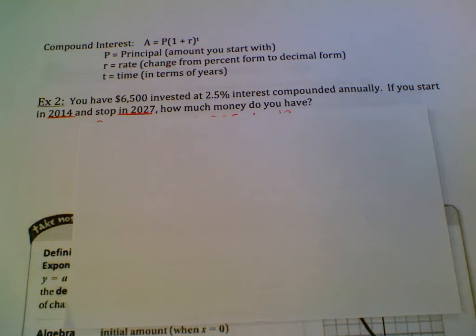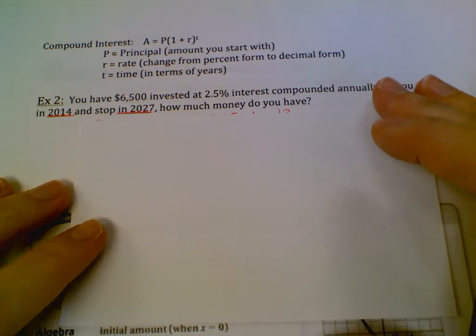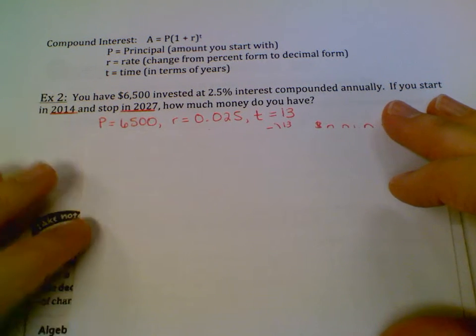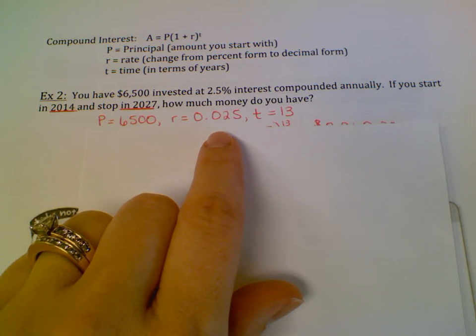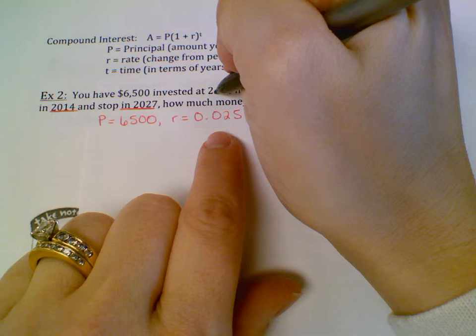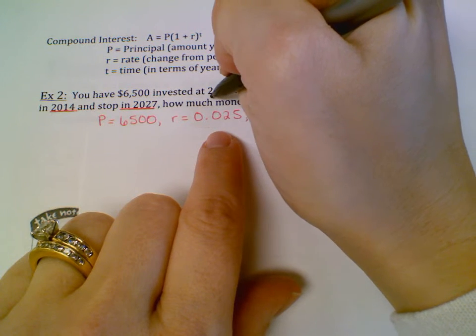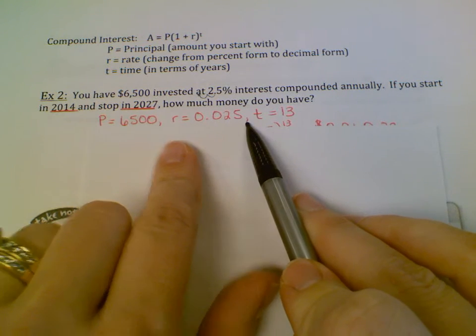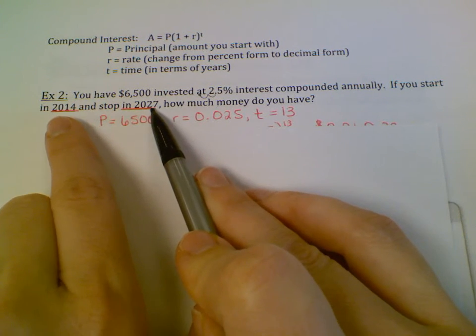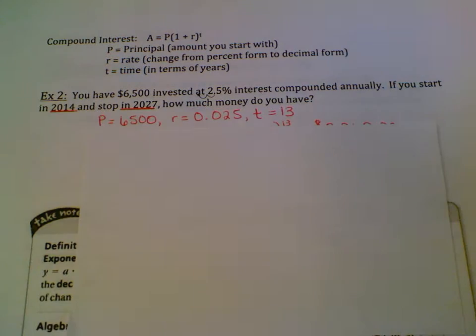You have $6,500 invested at 2.5% interest compounded annually. If you start in 2014 and stop in 2027, how much money would you have? So setting up just like we would before, my initial amount would be $6,500. I'm going to change my rate into a decimal form, so I am moving this current decimal over 2 spots. That's why it's going to get changed to 0.025. And then for my years, I need to subtract these 2 years, so I end up getting 13.